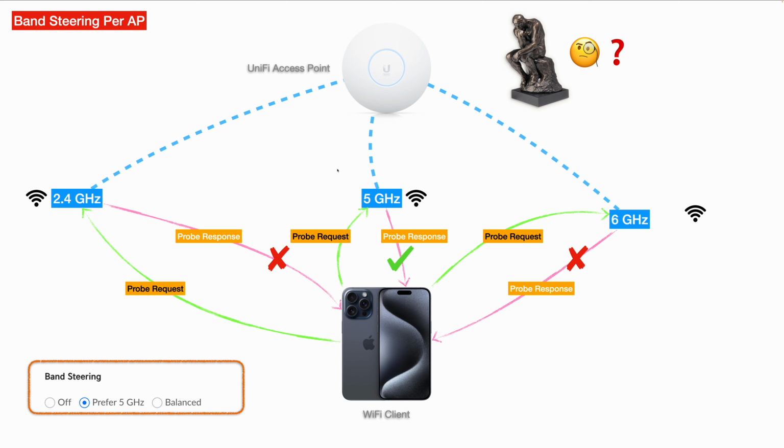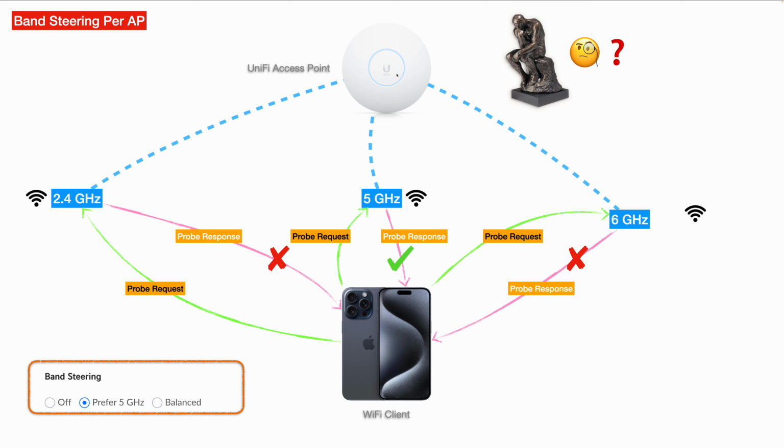For example, the AP will choose not to respond to the 2.4 GHz probe request. And because the Wi-Fi client doesn't receive a response from 2.4 GHz, of course, it will choose the one which does provide a response, which is 5 GHz. Basically, that's how classic band steering works. So the AP will take initiative.